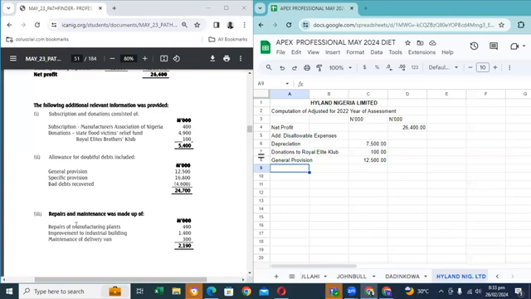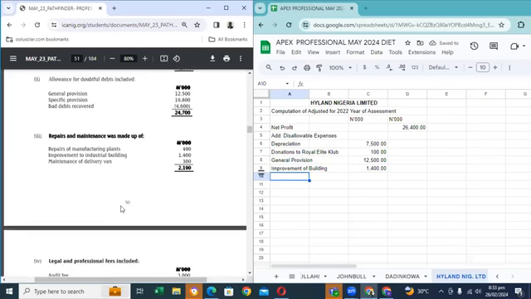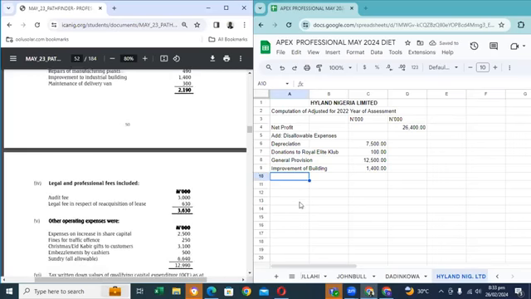repairs and maintenance. Repairs and maintenance was made up of repairs of manufacturing plants, allowed. Improvement of building is disallowed because improvement is capital in nature. Improvement of building, how much is it? 1,400. Maintenance of delivery van is allowed. Legal and professional fees, audit fee allowed. Legal fee in respect of reacquisition of leases is disallowed because that's to do with reacquisition.